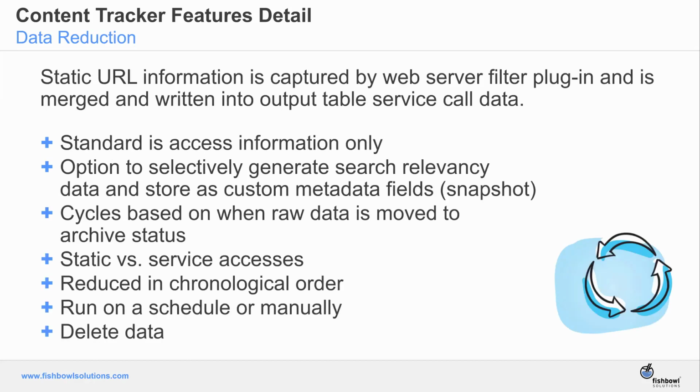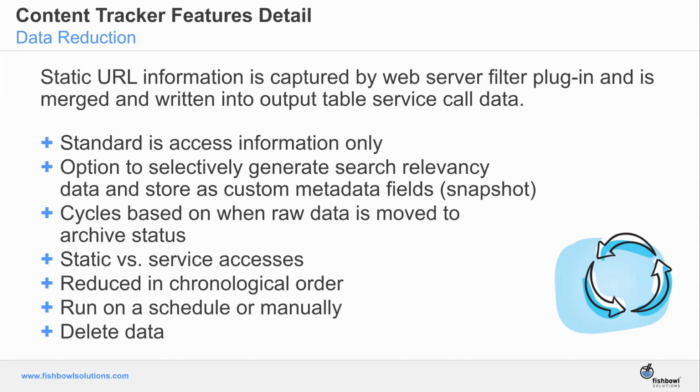The second feature of Content Tracker is data reduction. This is basically what happens to the data after it's been recorded. By default, Content Tracker only records data for content accesses. As an option, you can configure Content Tracker to generate search relevancy data and store it as metadata. To do this, you do need to enable the snapshot function in Content Tracker. If you do, the values in the custom metadata fields are updated following reduction processing. This could be used to show what your most popular WebCenter items are.